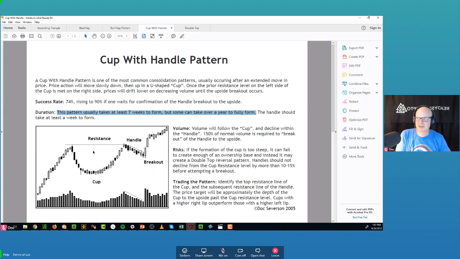Now, the upside target for something like this, a cup with handle pattern, is going to be essentially the distance from the bottom of the cup to the neckline, and then you're going to extrapolate and project that up from there. Okay, so the price target will be approximately the depth of the cup to the upside, past that neckline.